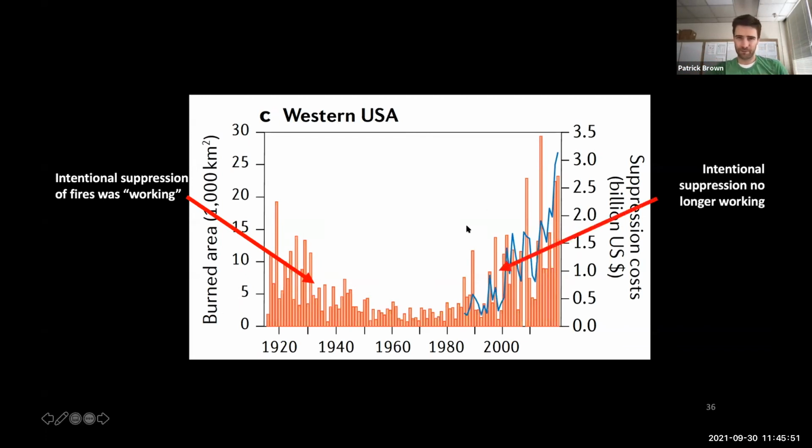And now we're in this situation where they actually have on here, this blue is suppression costs. So every year we're putting more and more money into fire suppression still. We're still trying to put out fires when they start, but it's not working anymore. We can't control it. We've still built up all this fuel. It's getting hotter and drier on top of that. And so we're seeing this long-term increase in area burned. And so far our suppression efforts have not worked.